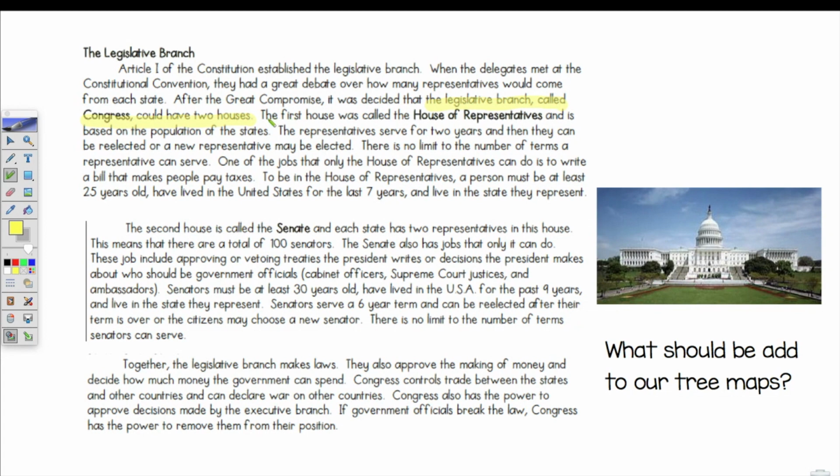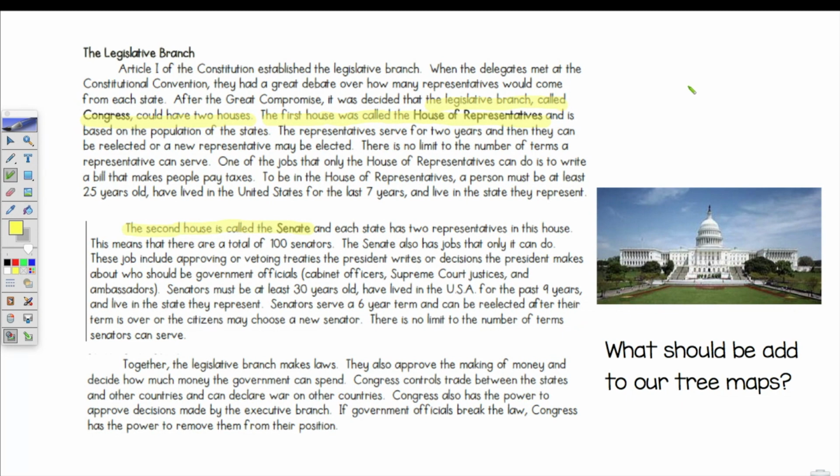We know that the first house was called the House of Representatives, and the second house is called the Senate. I'm going to pause for a second. So make big bullets here. We're listing that information underneath the legislative branch. It is called Congress. The first house is called the House of Representatives. You can just put House of Reps. The second house is called the Senate. Please pause my video if you need more time.